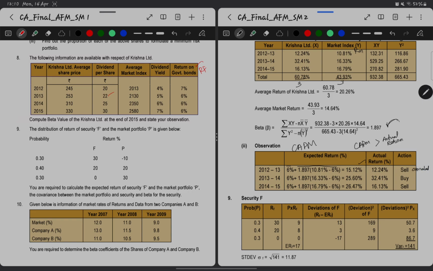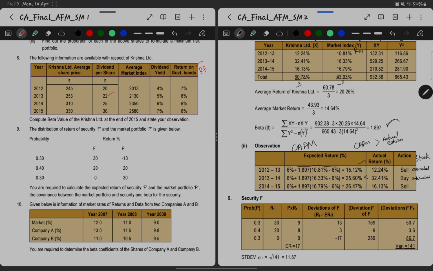In the second case, for 13-14, the actual return is greater than the CAPM return, in which case we are earning more than the risk we are taking. So the stock is undervalued as of now. So the decision should be to buy.